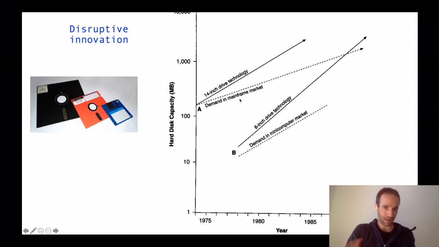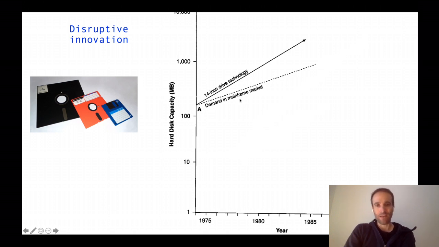So in the mainframe market, this was the minimum capacity required for a hard disk to be viable and useful for the customer, right? So this was a good market for 14-inch drive hard disks and for the mainframe market.